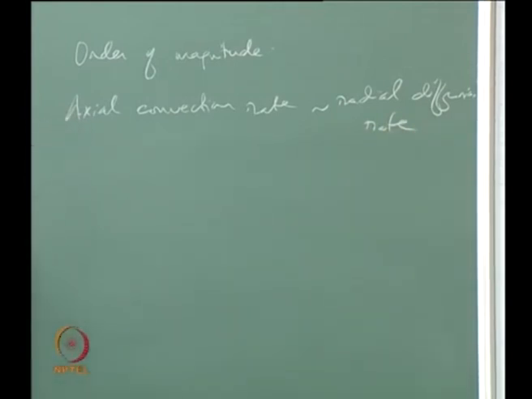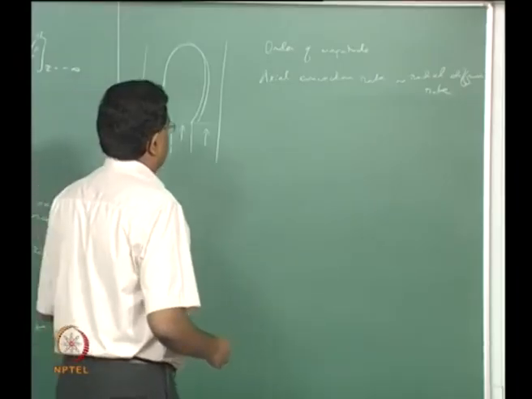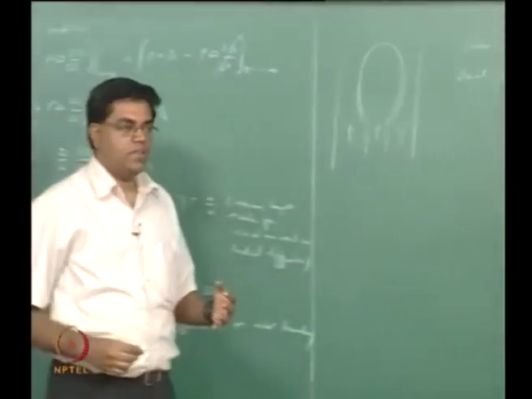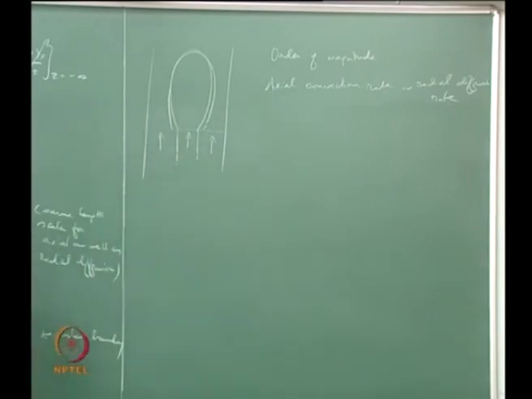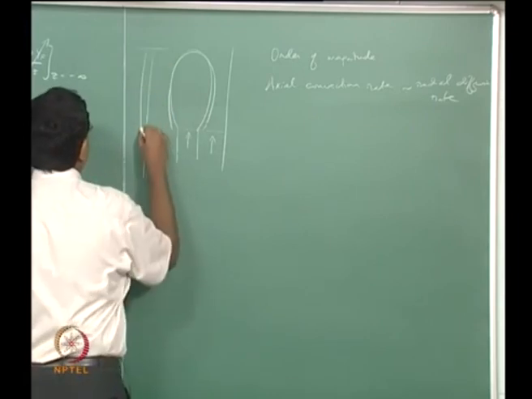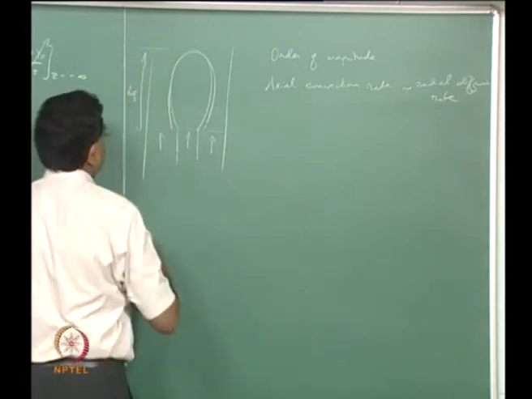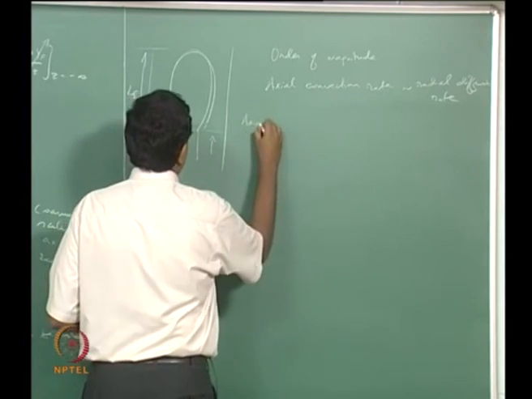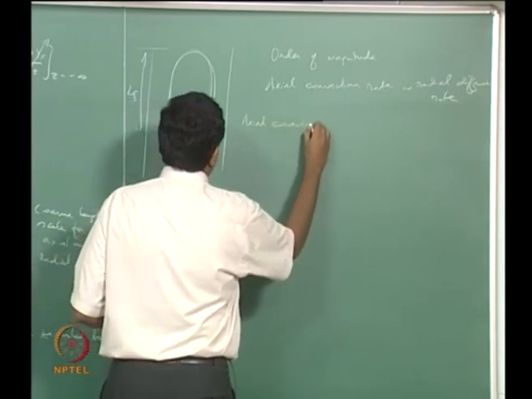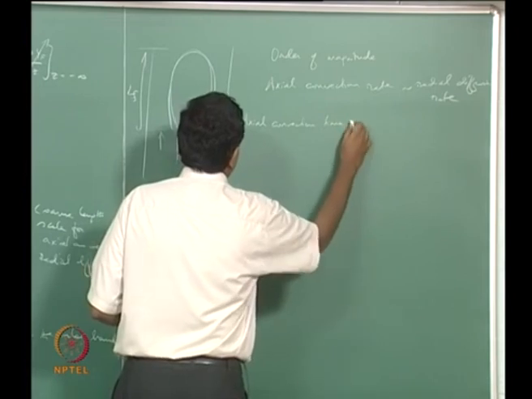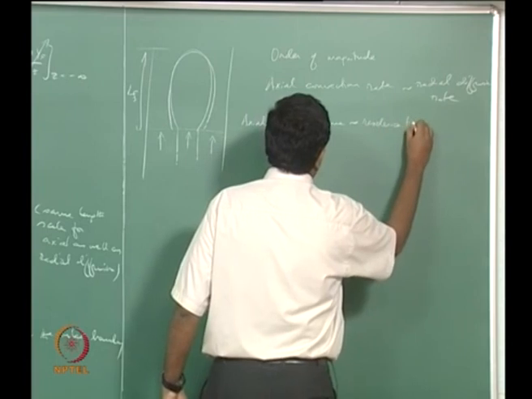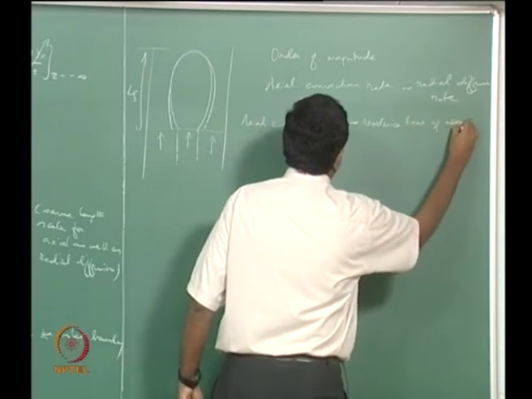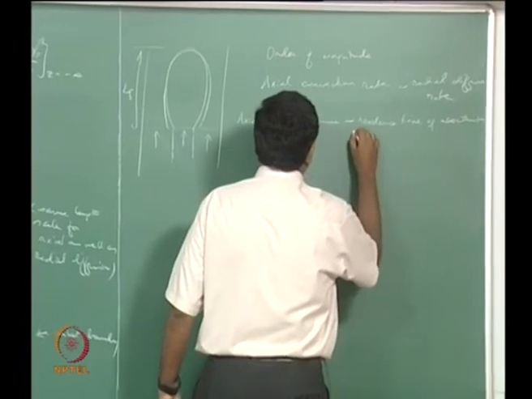Right? So what that means is you can now look at the axial diffusion, axial convection time scale. An axial convection time scale is essentially, let us suppose that you now have the flame length as LF. So axial convection time is essentially the residence time of reactants in the flame.